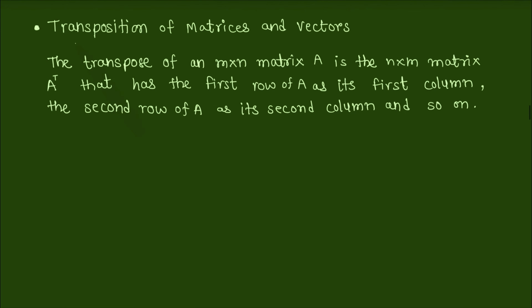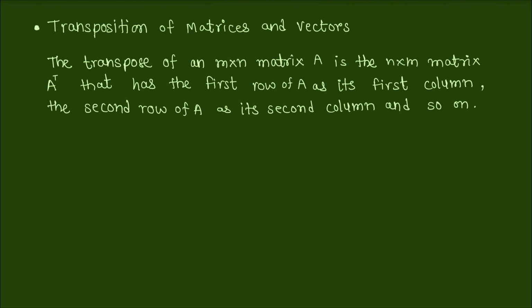In this video, we are going to learn transposition of matrices and vectors. The transpose of an M cross N matrix A is the N cross M matrix A transpose that has the first row of A as its first column, the second row of A as its second column, and so on.